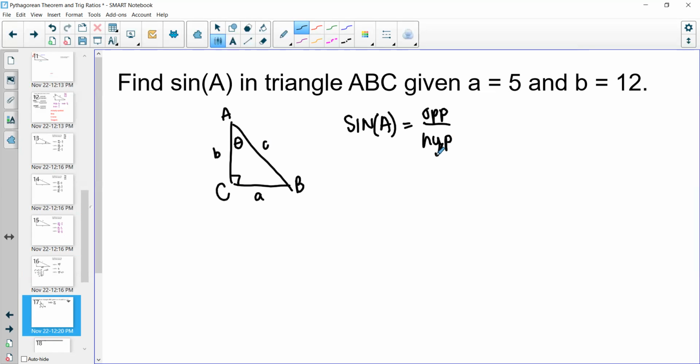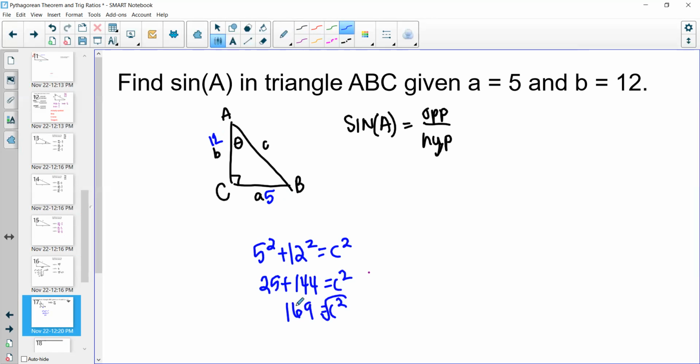Now, how could we find the opposite over the hypotenuse? Well, first we have to find the hypotenuse, because in this case, we found out that A is 5 and B is 12. So to find the sine of that, we need to then find what C is. So 5 squared plus 12 squared equals C squared. Well, 5 squared is 25 plus 144 equals C squared. And that's 169 equals C squared. And guess what? If we square root both sides, we end up getting 13 for C. So C is 13. So if we're talking about the sine of angle A, we're going to do the opposite over the hypotenuse. And so that's going to be equal to 5 over 13.